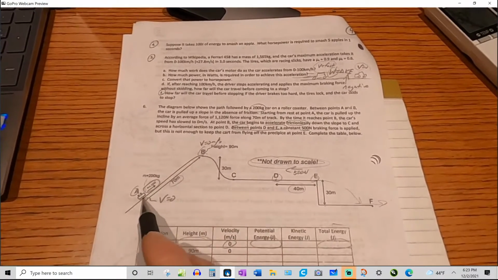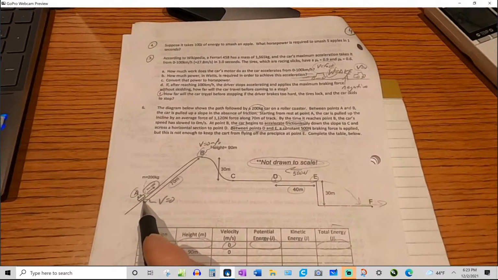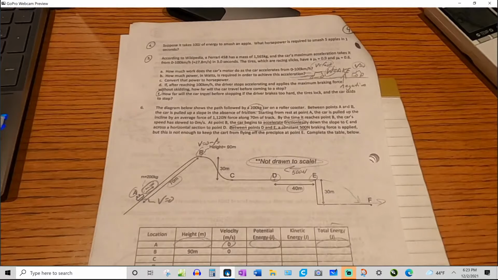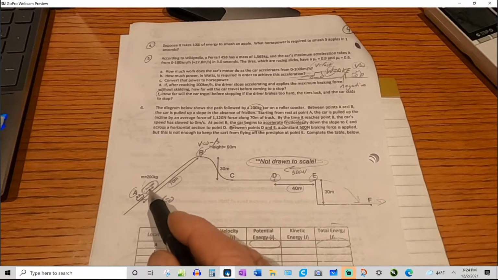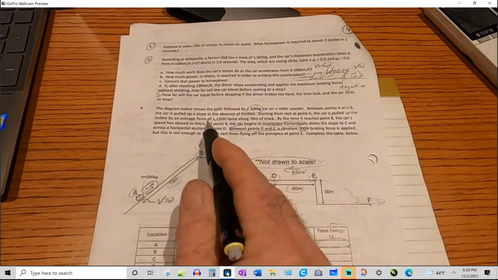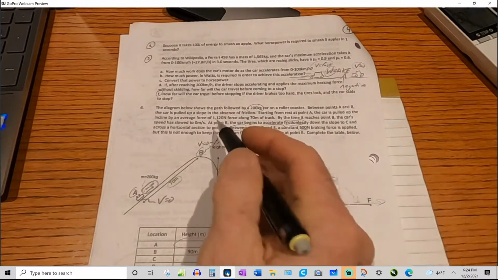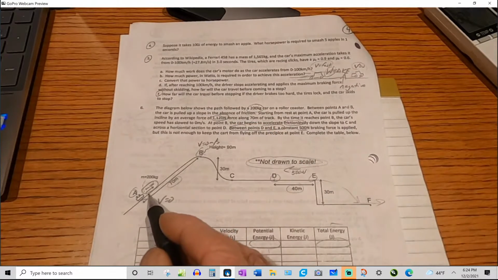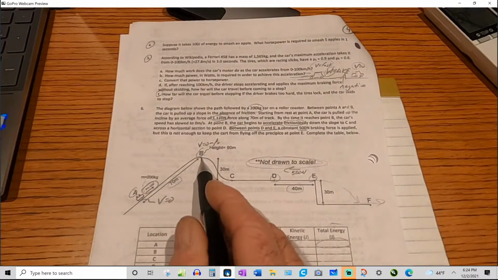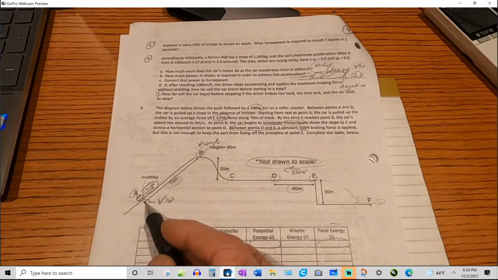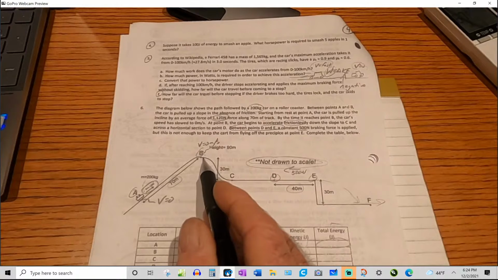So the roller coaster starts right here with zero velocity. This is explained in here. I'm just paraphrasing. And there's this force, a 1,120 Newton force, that pulls or pushes the roller coaster up to here, where it comes to a stop. So it's not moving here, it goes up to there, and it's not moving.